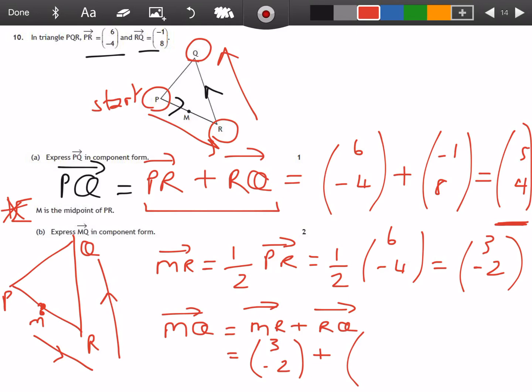Add RQ, we were given it at the beginning. (-1, 8). Add them together: (2, 6). Okay.